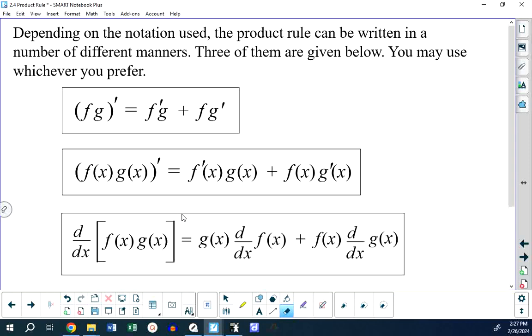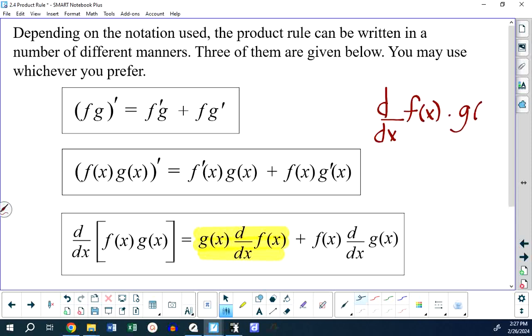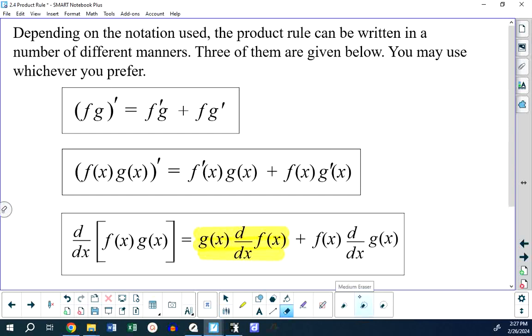You could use this notation, which is almost worse. I want you to notice with this bottom notation, it's g of x times the derivative of f of x plus f of x times the derivative of g of x, only because, for example, if you write something like this with the derivative of f of x first, and then you go times g of x, it's a little ambiguous as to what you're differentiating there. Is it just f of x, or is it f of x times g of x? Anyway, that's the rule. The derivative of a product of two functions of x is the derivative of the first times the second plus the first times the derivative of the second.